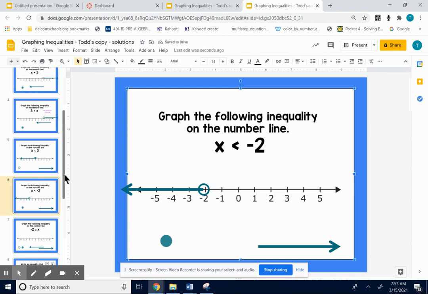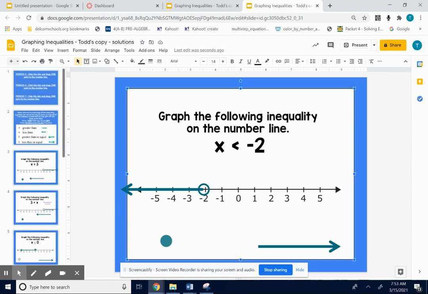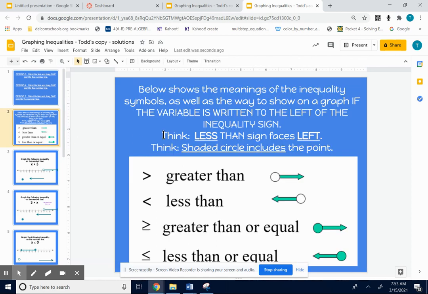Okay, these just take practice. And again, I'm going to be on slide 7. Go back to slide 2. If the x is first, this picture, I think, will help you.